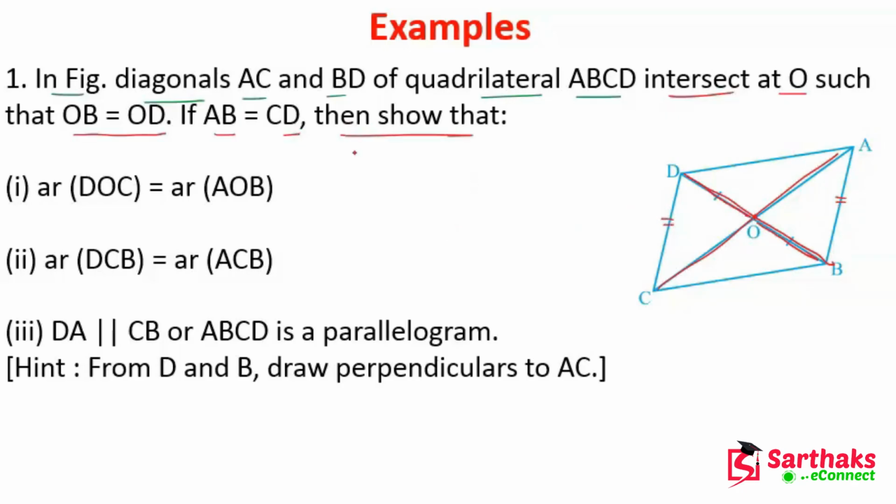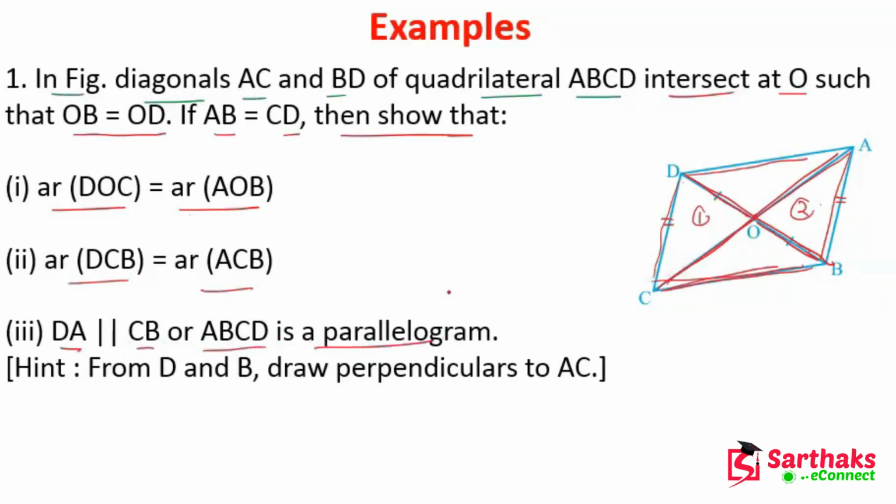Now we have to prove. Show that area of triangle DOC is equal to area of triangle AOB, meaning this part equals this part. In the second case, area of triangle DCB, this complete triangle, is equal to area of triangle ACB. And the third is DA is parallel to CB, or ABCD is a parallelogram.